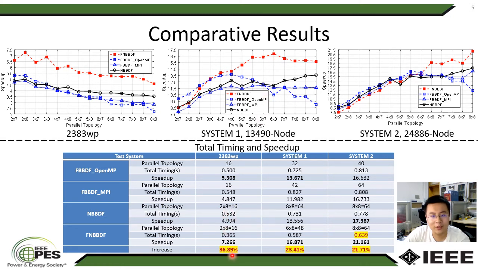The highest speedup ratios increased about 36%, 23%, and 21% in the test systems, respectively. And in System 2, the speedup ratio of the proposed method is over 21, and it has not even saturated yet. The 10-second simulation of the 24,886 node power system only takes about 0.64 seconds.